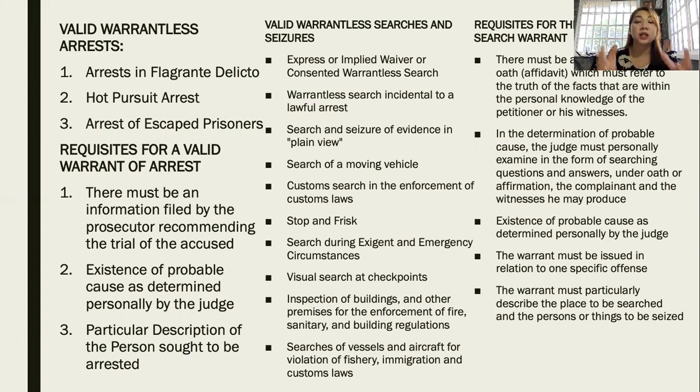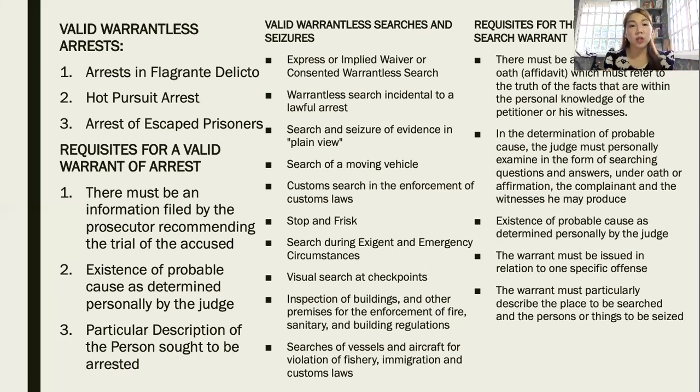So ano ba yung general rule? The general rule, only a judge may issue a warrant. Yung exception dito, orders of arrest may be issued by administrative authorities, but only for the purpose of carrying out the final finding of a violation of a law.